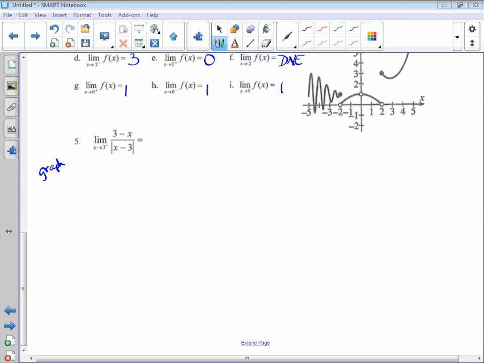What do we get? What do you think for number 5? I heard one mumble of an answer. It is not negative infinity. Look at the graph, guys. What do you think? 1? I am hearing 1. Yes, you are correct. Okay, 3 from the left. It is approaching 1.